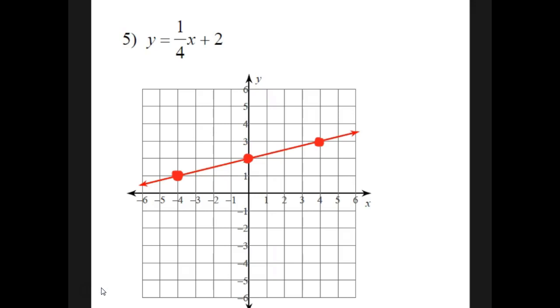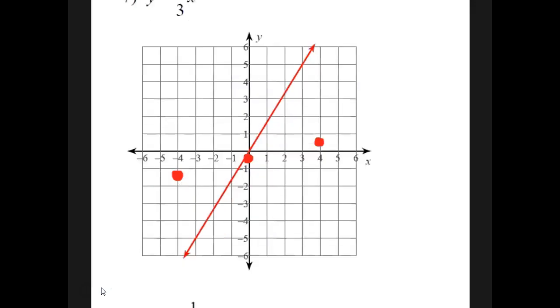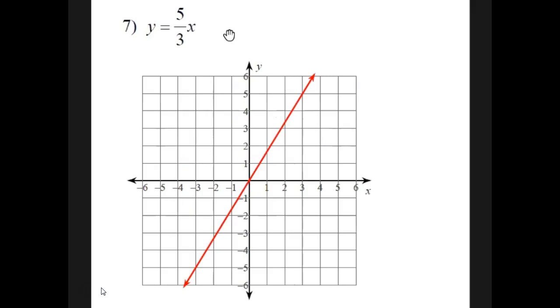And then the last one I asked you to look at was 7 on the back. So once again, you had a y-intercept. Now 7 was a little bit tricky. What number is being added here? No number, right? So where do you start, Zoe? Yeah, if there's no number, then we start at 0, 0. And then we go up 5 and over 3, or down 5 and left 3.